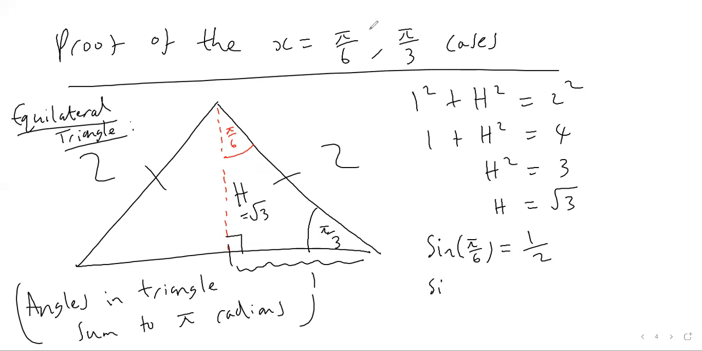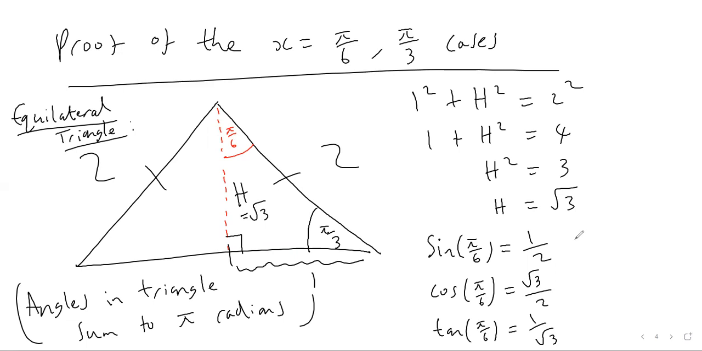Now let's do cos pi over 6 this time. So cos pi over 6 is going to be adjacent to the pi over 6 divided by the hypotenuse. The adjacent is root 3, and the hypotenuse is 2. So we get root 3 over 2, as we wanted. And then tan pi over 6. Remember, that's opposite over adjacent. So opposite is 1, adjacent to the pi over 6 is root 3, so we get 1 over root 3.